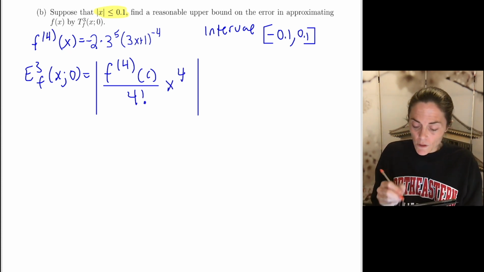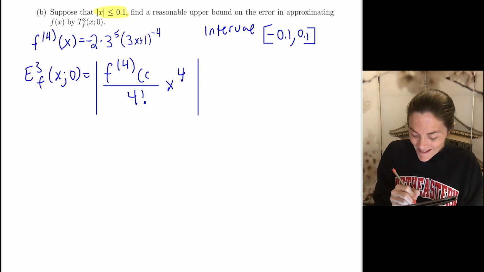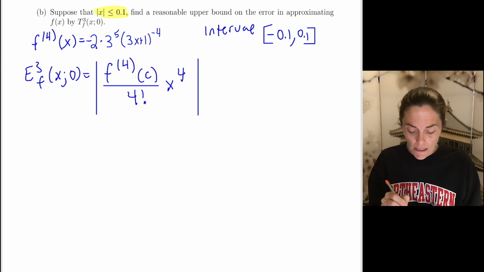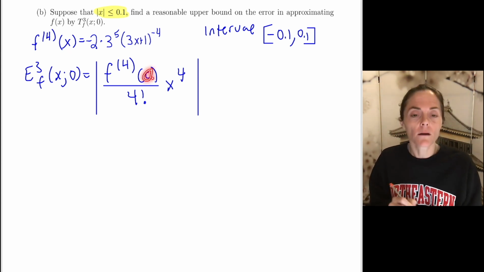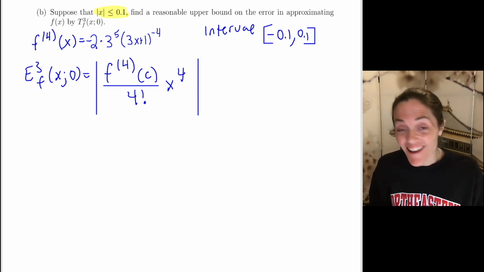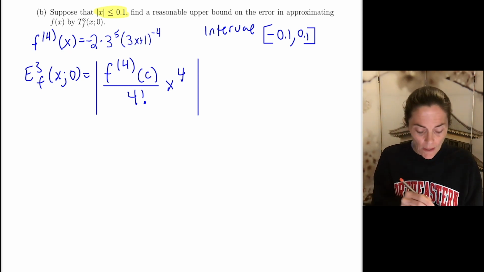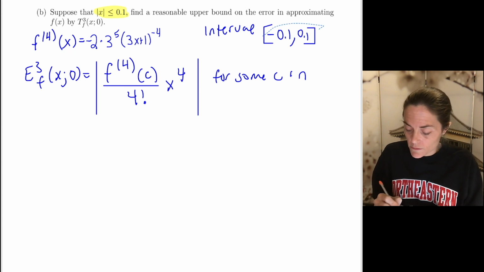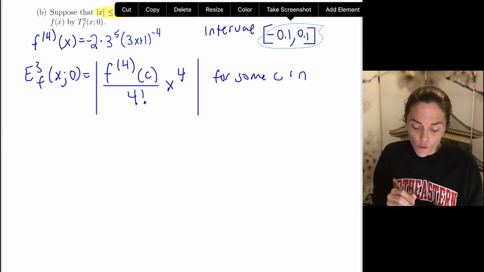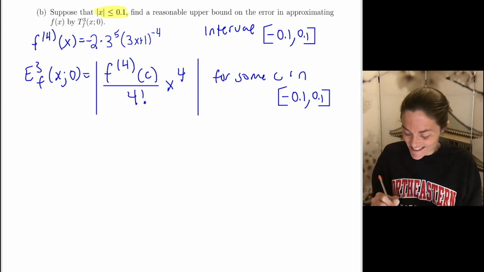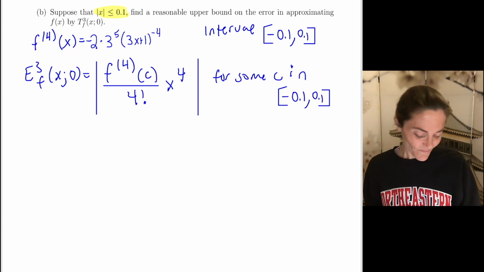And the thing to remember about this is it looks like the very next term, except instead of having 0 here, it's for some c, and we don't know what c is. Our goal is not to find c at all. So let me write that. This would be for some c in this interval, because both x and c are in this interval, but I will just write it like this.